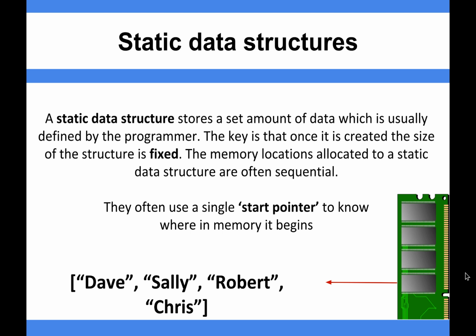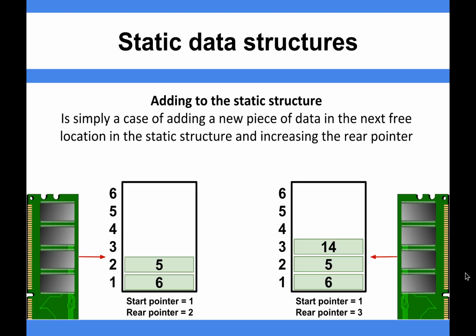So an example could be this. You could say Dave, Sally, Robert, and Chris, and that could have a fixed length of 4, and be stored in RAM. But it's thinking about how data like this might look inside the RAM, and then how you can do some of the more common things on it. So let's say here we've got a static data structure that's 6 items long. In memory location 1 it's got 6, in memory location 2 it's got 5, and it's got start pointer 1 and currently a rear pointer 2. I know I can only go up to 6 because it's static.